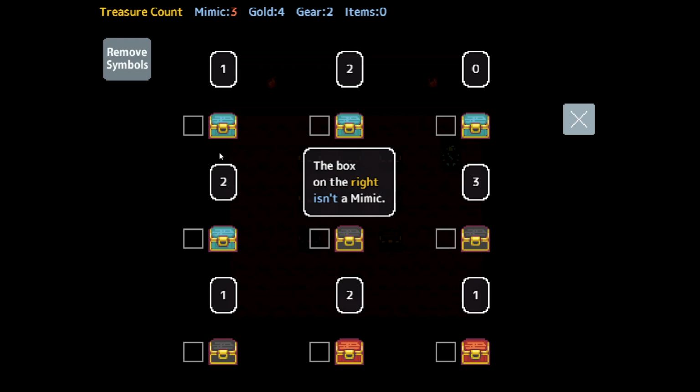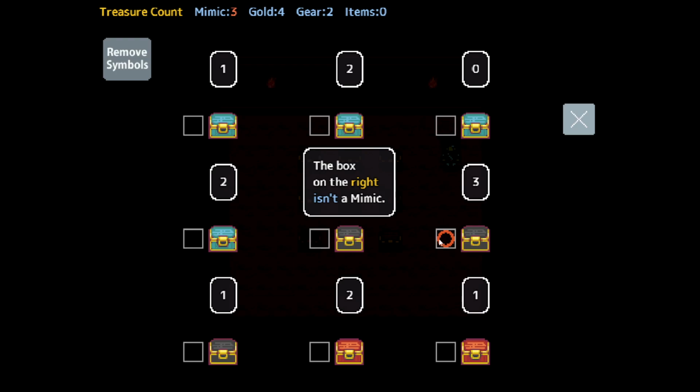Box on the right is safe. So this says it has 1 around it. This says 2. This says it has 3, which could be true. I believe they did count diagonally. So this one says it's 0. So if that is true, then all of these are safe, which means one of these two on the right is lying, because then there can't be 3 mimics around it.